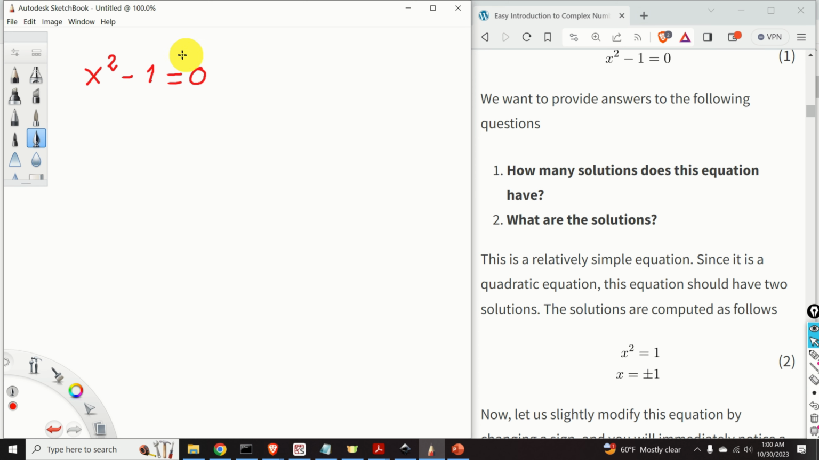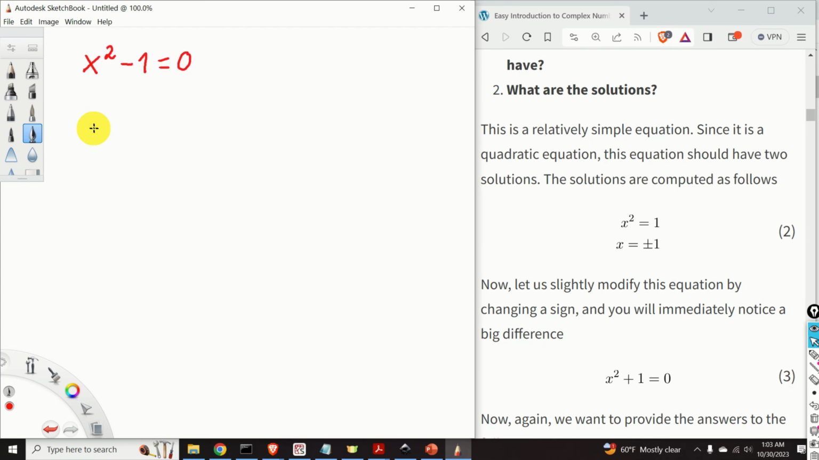This is a straightforward problem. Since this is a quadratic equation, we will have two solutions. The solutions are computed like this. X squared is equal to 1. From here, we obtain that x1,2 is equal to plus minus 1. That is, x1 is equal to 1 and x2 is equal to minus 1.